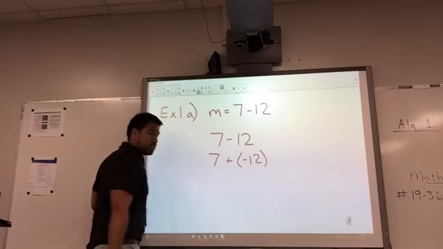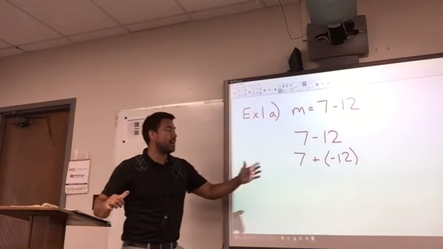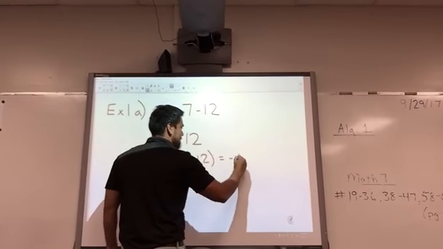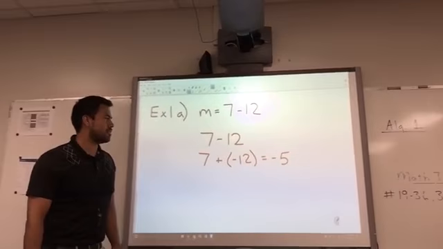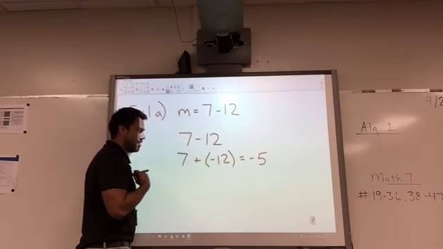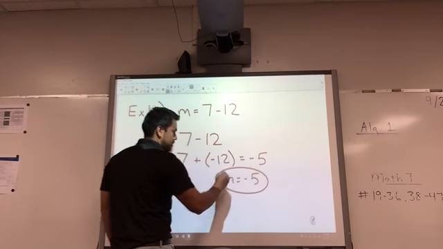7 plus negative 12. Do you guys agree? Okay, what would that be? Negative 5. Oh, man, it's like we learned this yesterday. Oh, wait, we did learn it. Okay, so is that my answer? Before I circle, is that my answer? No. What is it? M equals negative 5. Okay.